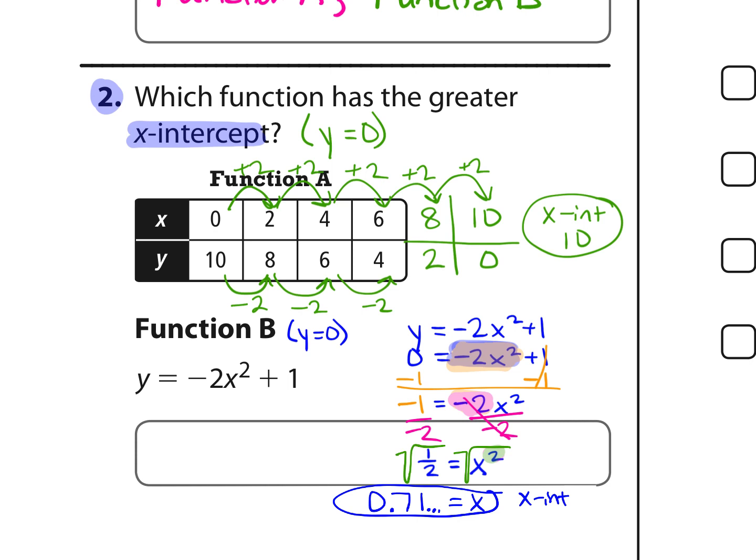And which one is greater? Function A. 10 is a greater number than 0.7, so function A.